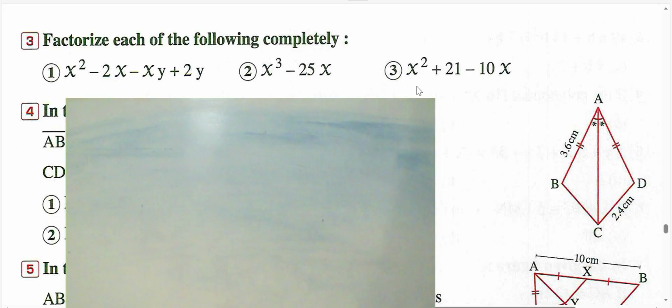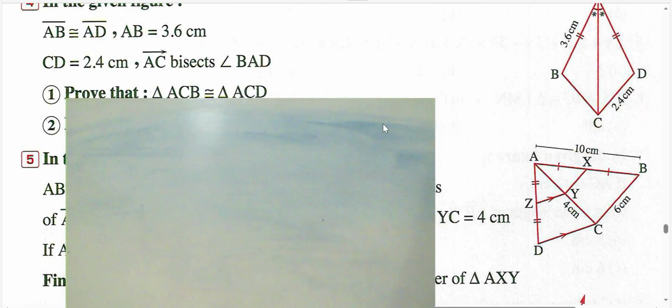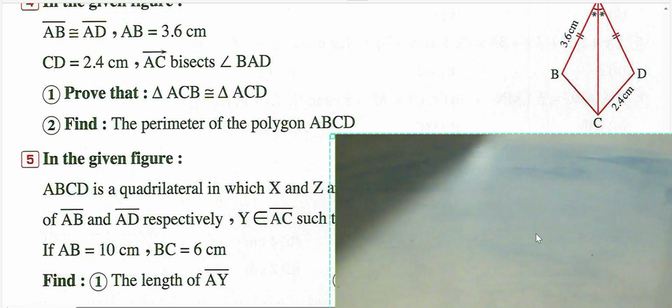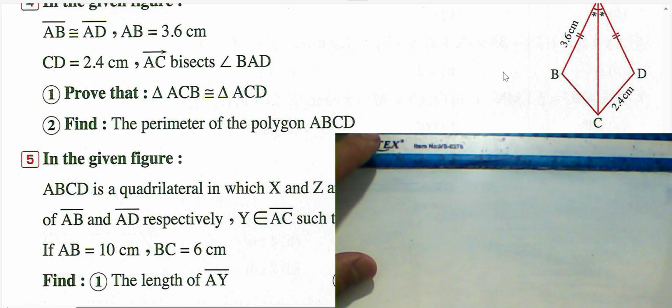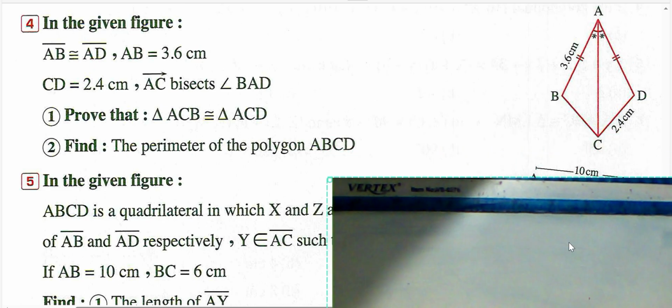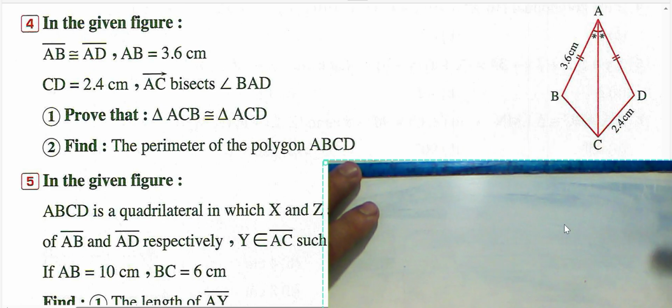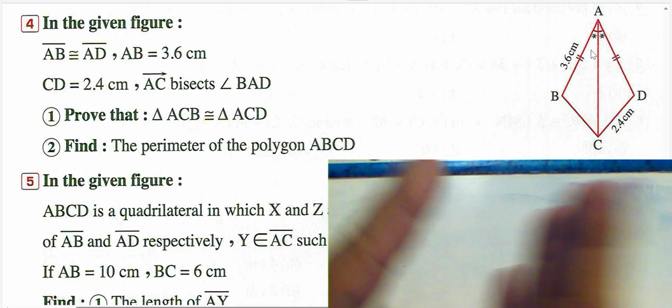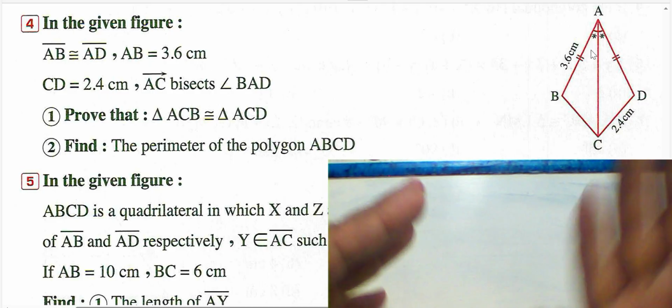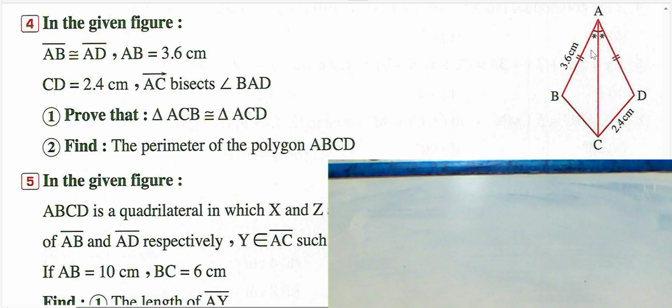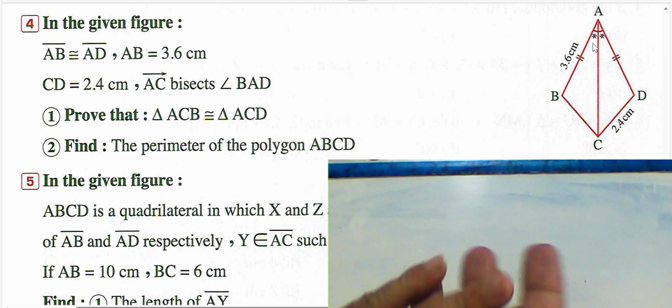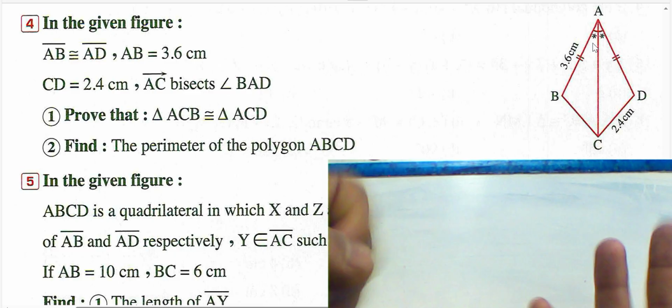Next question down here. In this example, prove that the two triangles here are congruent. Okay, we can prove that they are congruent by the second condition. Do you remember? Look at here: two sides and the included angle. So the two triangles here can be congruent because AB equals AD and AC is a common side between them. And the measure of angle BAC equals the measure of angle CAD because CA bisects angle A. So we can prove that these two triangles here are congruent.